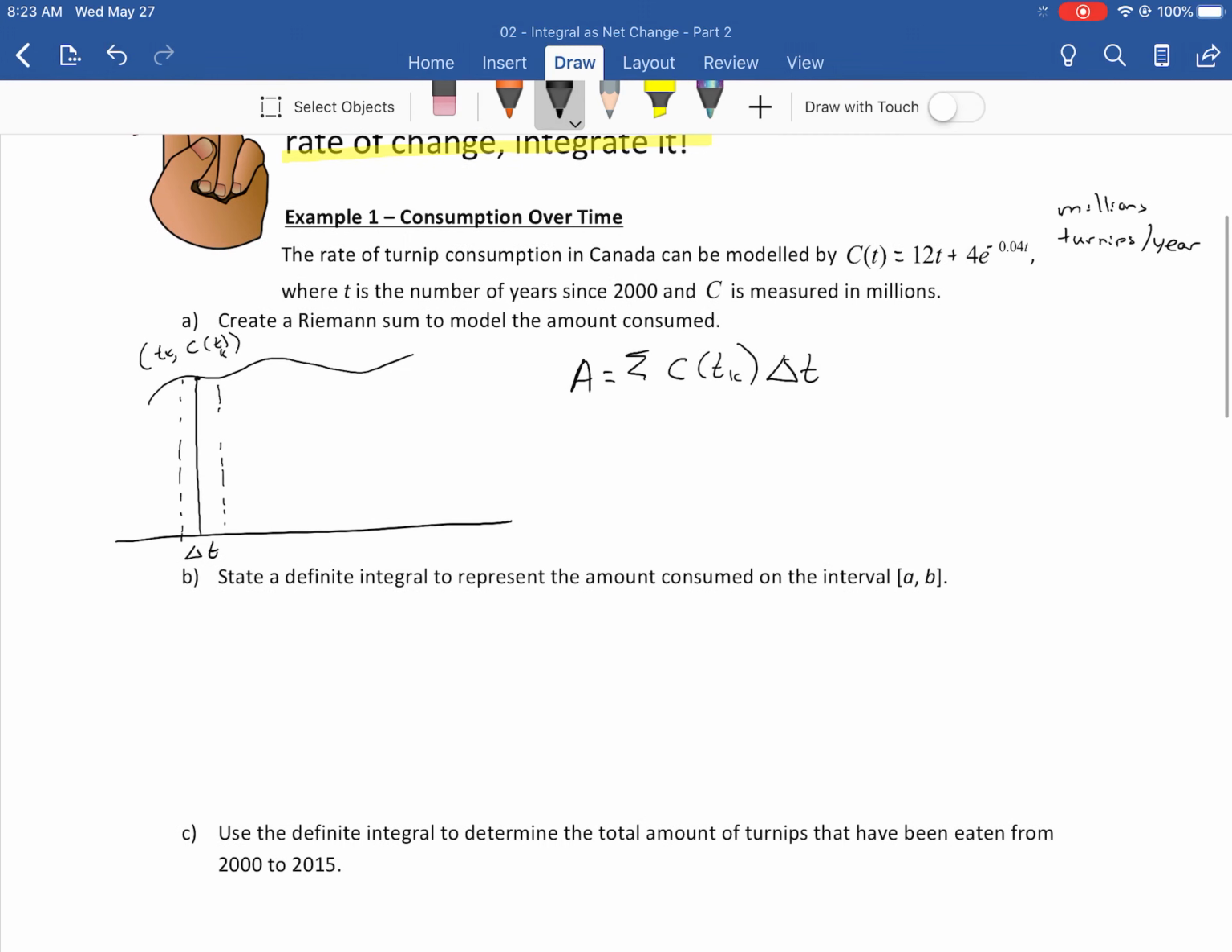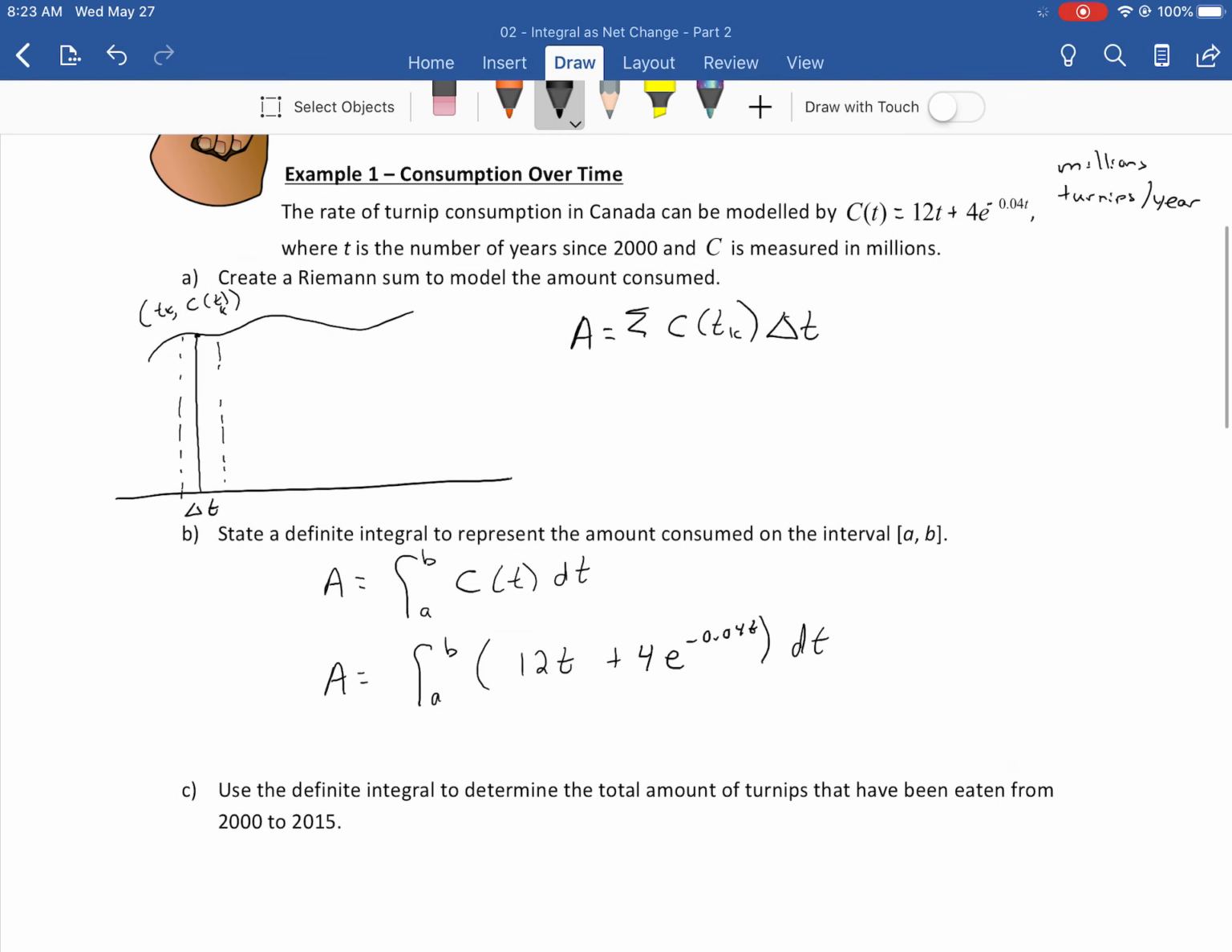Then when they want it as a definite integral, I go, okay, the amount of turnips is going to be the integral from some a to b of the consumption times the little dt's. Well, in this case, they gave me the equation, so I can fill that right in here. Integral from a to b, 12t plus 4e to the negative 0.04t.